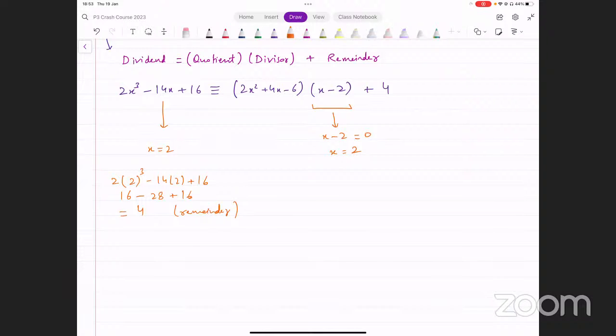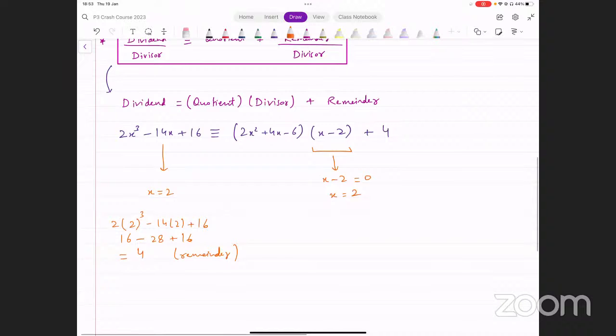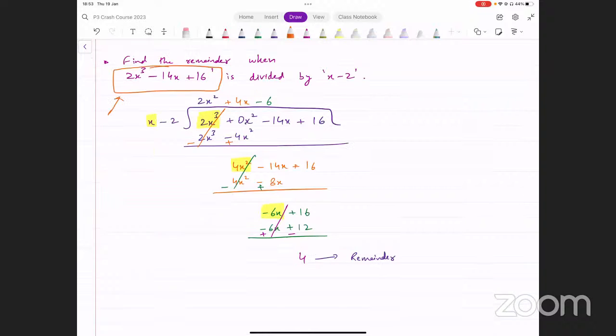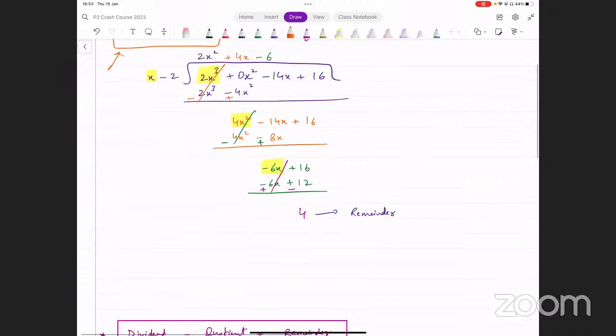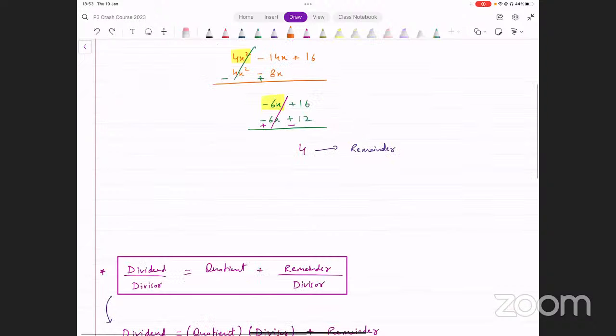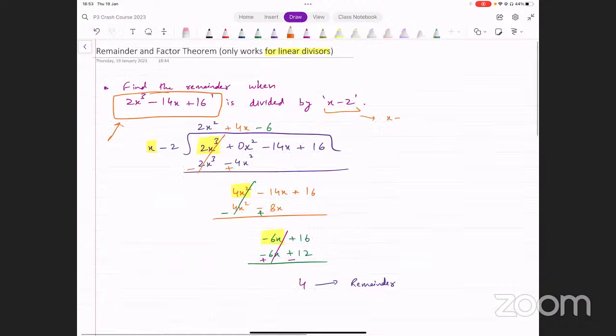So what are we doing? We're saying we've got this dividend. All we've got to do is take this divisor that we have, x minus 2, put this equal to 0 and see what value of x you get from that. If you were to just input this value of x in the dividend, you will get the remainder directly. You don't have to follow this whole process. You can get the remainder directly. Okay, I hope that makes sense.